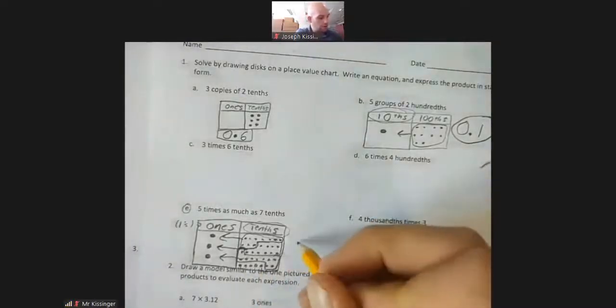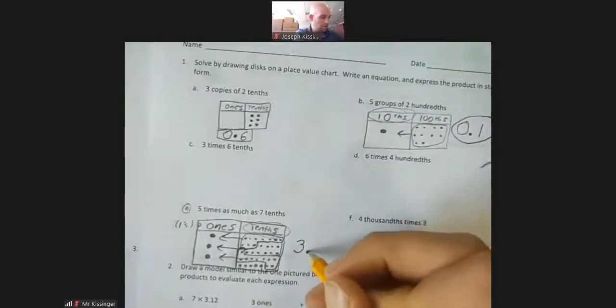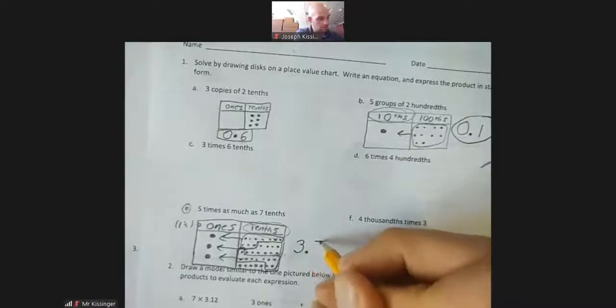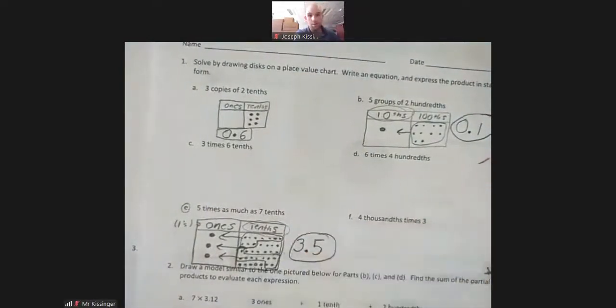So how's that going to look? We have 3 ones and 5 tenths, which would be 3.5.